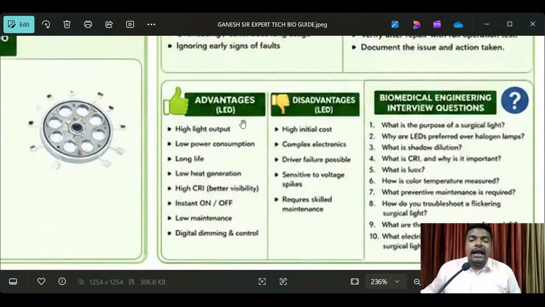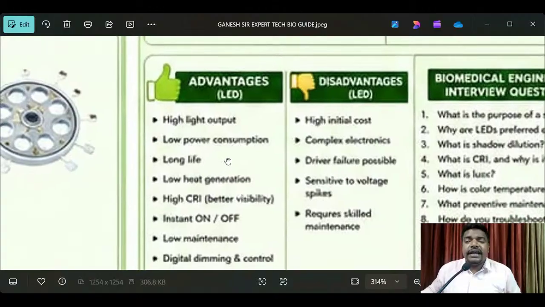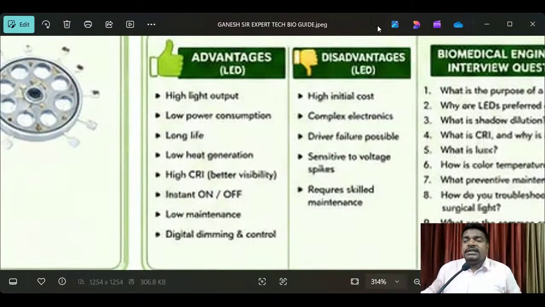Now come here, the advantages of what I'm going to say. Advantages are also very, very important because of this high cost: minimum 40,000 to 50,000, and more than 2 lakhs also, we have OT lights available in the market, depending on the company. Different companies are there. So see here, advantages of LEDs, my dear engineers.